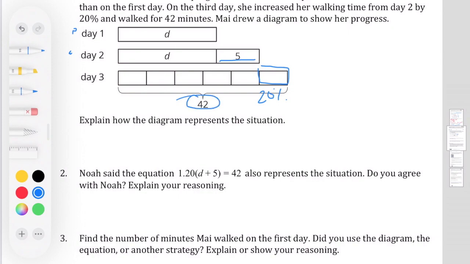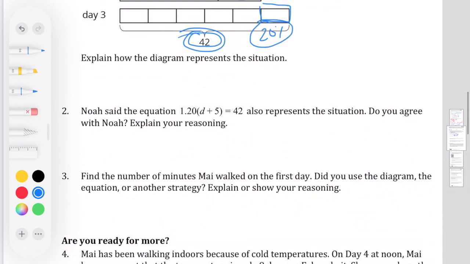Explain how the diagrams represent the situation. Well, I just kind of broke that down right now. There was the additional 5 minutes for day 2, the extra 20% for day 3, and the total of 42 minutes. And of course, we have our original value for day 1, which is represented by D.